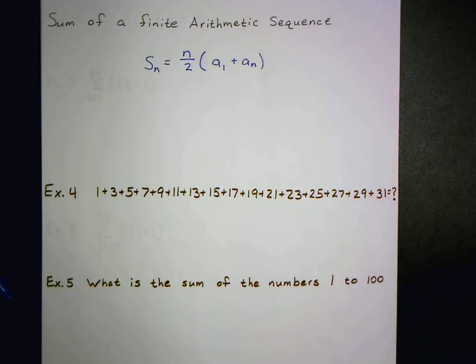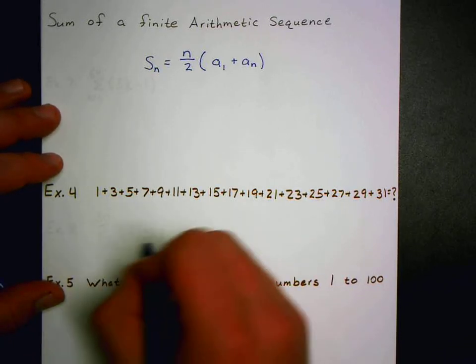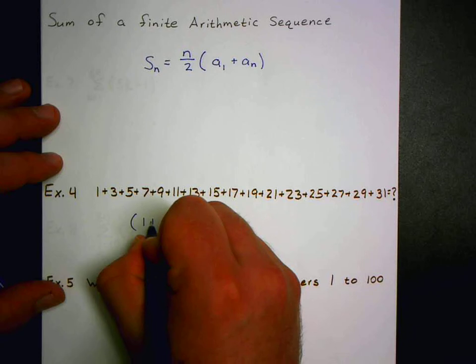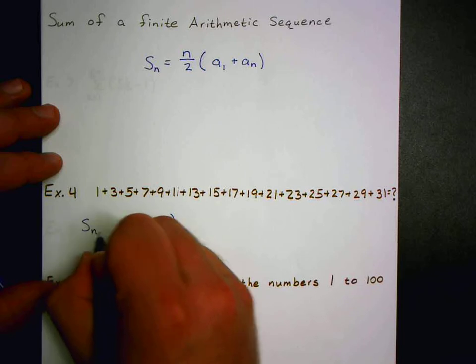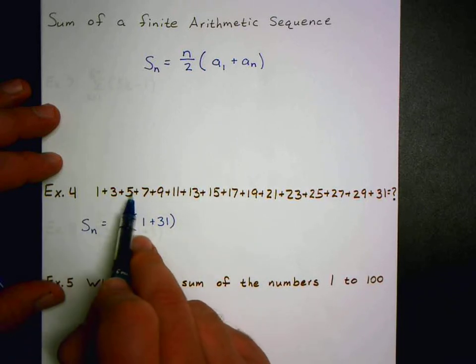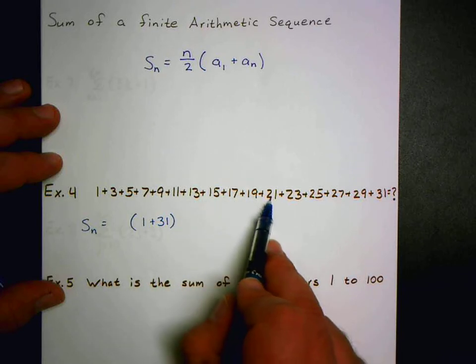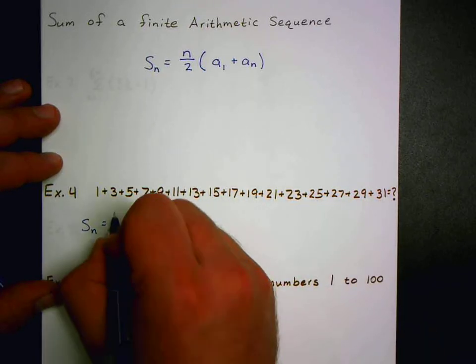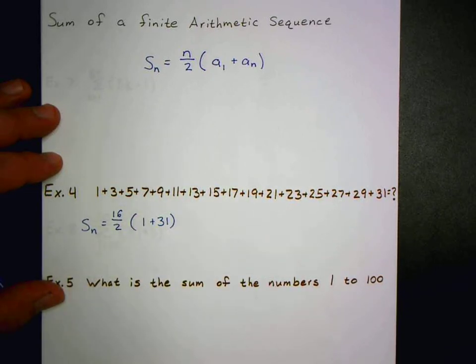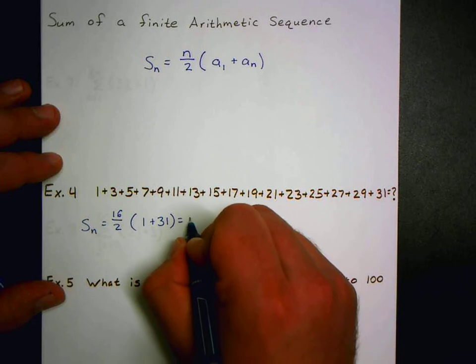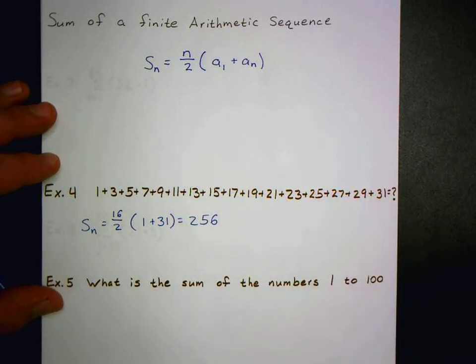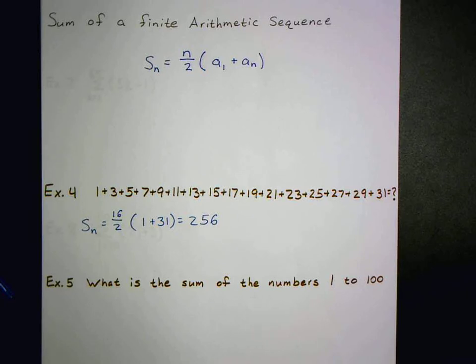So instead of going through and adding up all these numbers, all I have to do is take 1 plus 31 and take that times, let's see, 1, 2, 3, 4, 5, 6, 7, 8, 9, 10, 11, 12, 13, 14, 15, 16 numbers. So 16 divided by 2. So 32 times 8, sorry. So if you add up all the odd numbers, 1 through 31, you get 256.